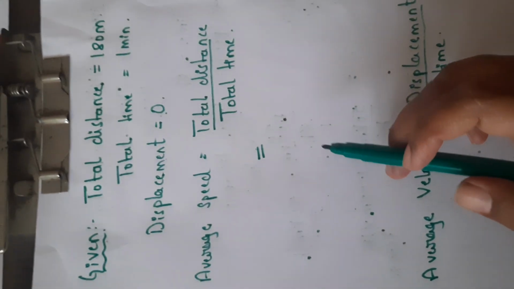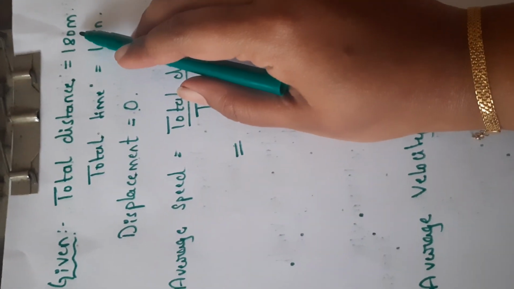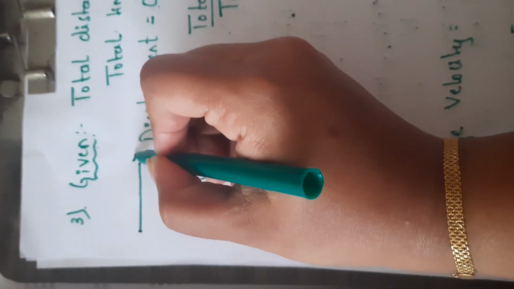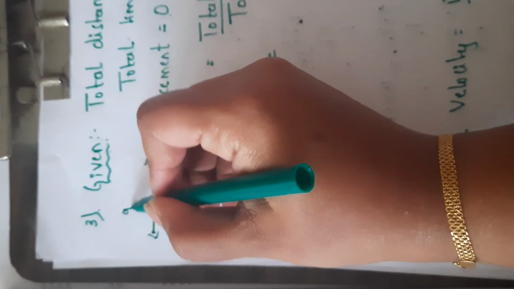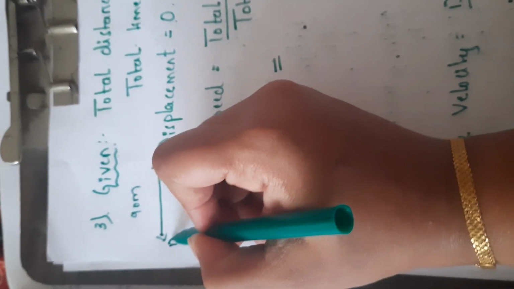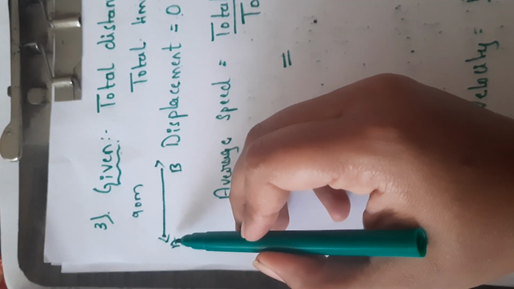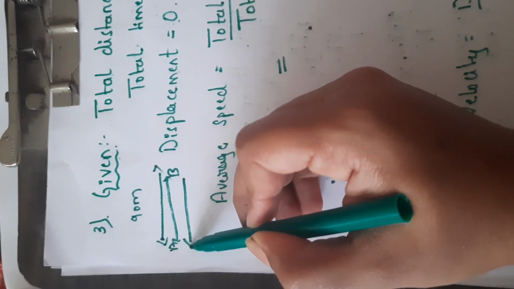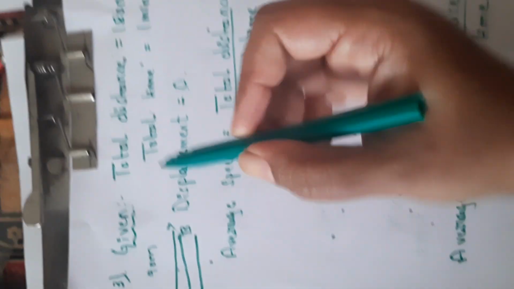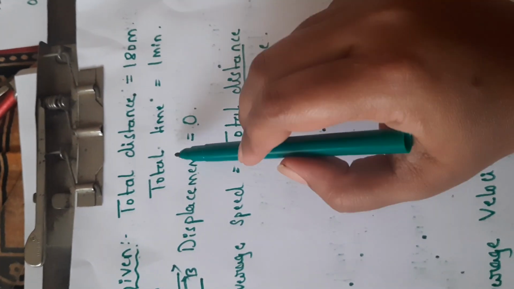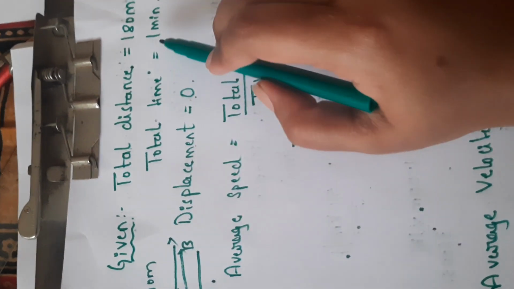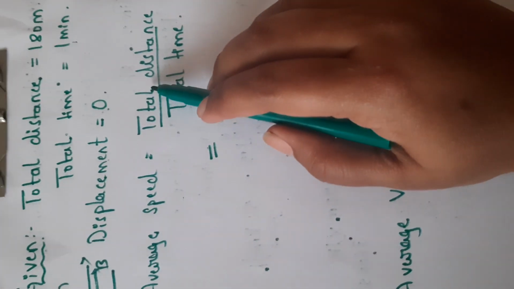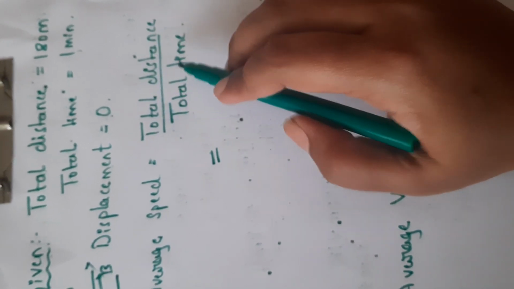Let us write the given data here. Total distance is 180 meter. Why? The total length of the swimming pool is 90 meter. If you take A, B, she swims from point A to B, and again she is coming from B to A. So 90 plus 90 is 180. Hence total distance is 180 meter and time taken for her to cover this 180 meter is just 1 minute. So average speed, as we just now learned, is total distance by total time.